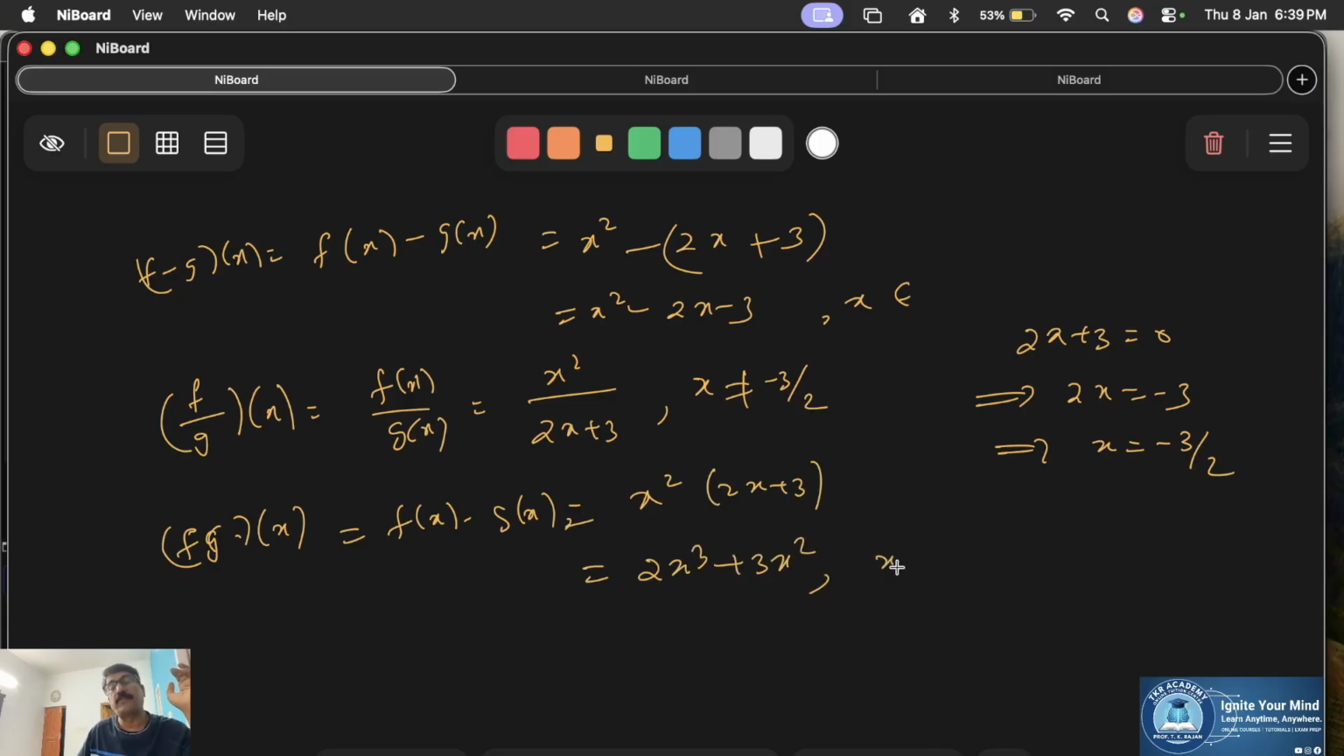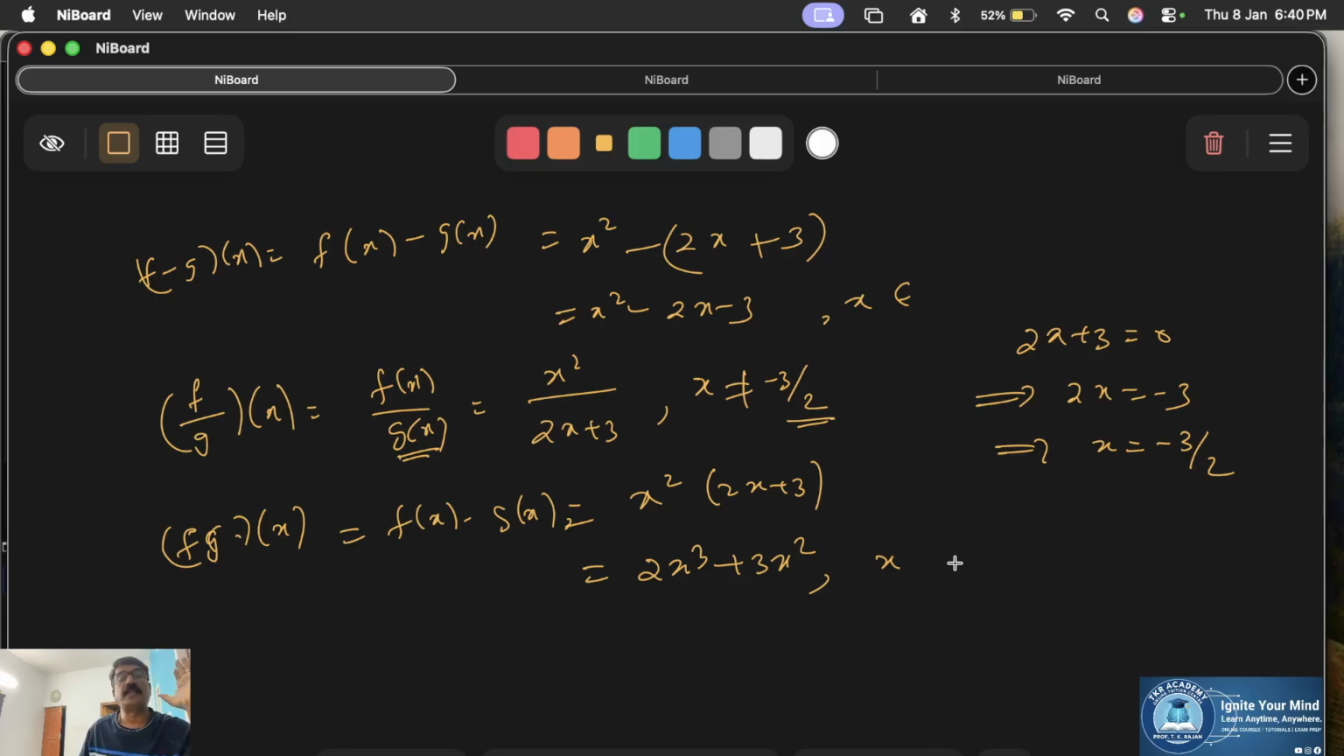This is defined for every x in the common domain of f and g. There is no restriction here. But the restriction is only for the quotient function, where it is defined only at the points where g of x is not equal to 0. So you have to exclude this point minus 3 by 2 from the common domain of f and g, only then is this function f of x by g of x defined.